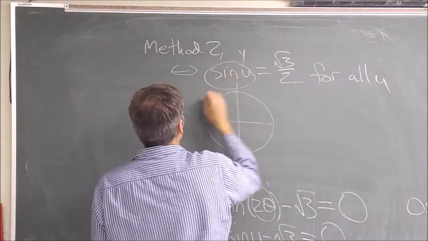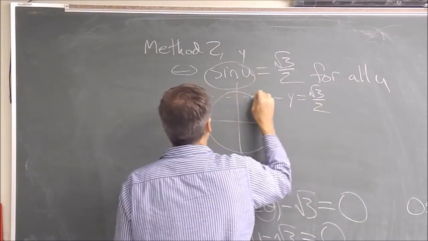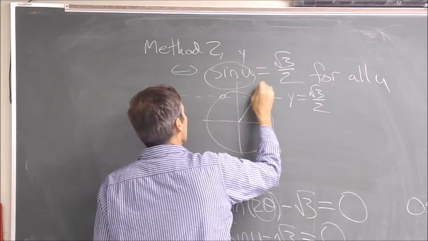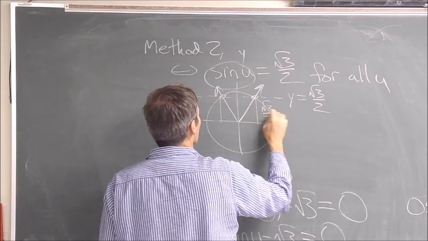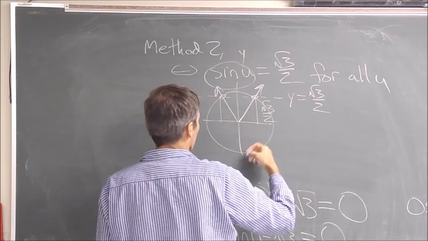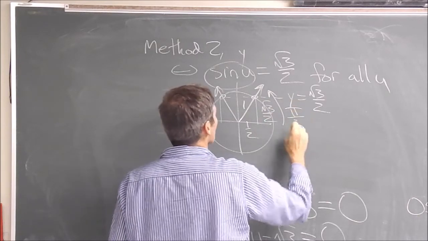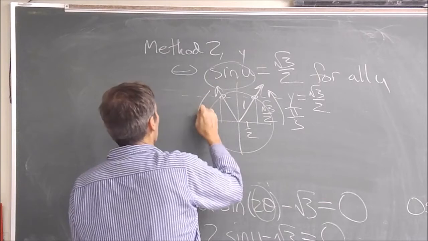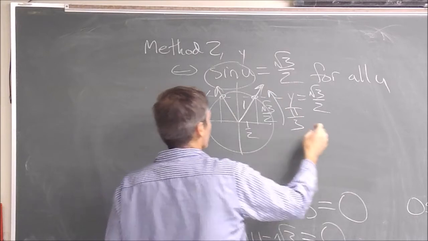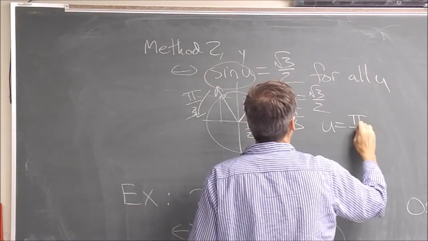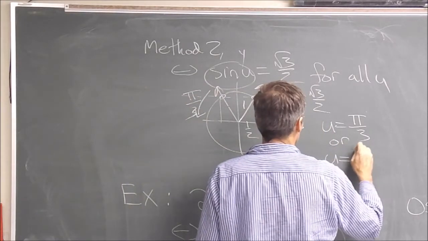Sine is the y coordinate, so I draw the line y equals square root 3 over 2. Observe that there are 2 points on the unit circle, here and here. Drop the perpendiculars again. That makes this square root 3 over 2 because I went from y equals 0 to square root 3 over 2. This is 1. This must be a half, and this must be a pi over 3 angle. With symmetry, the 2 angles here are pi over 3 and pi back up pi over 3, which is 5 pi over 3.